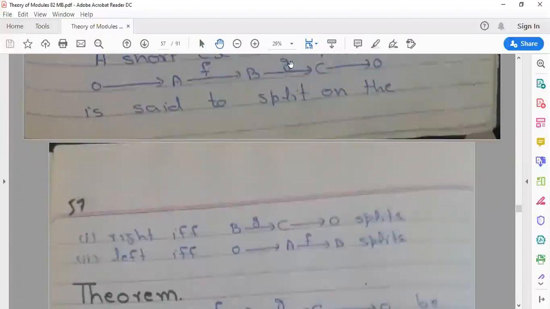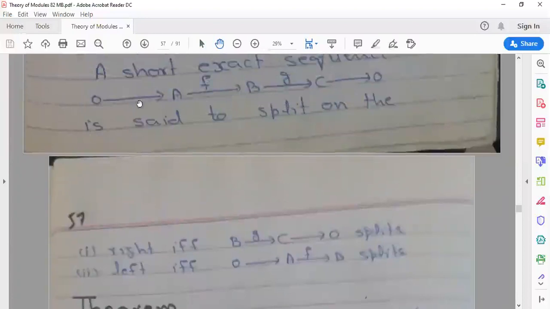So this definition states that a short exact sequence 0 to A, A to B, B to C, and C to 0, contains two functions F and G. F is defined from A to B and G is defined from B to C. This sequence is said to be split on the right if and only if we consider the part from B upward, and it will be left split if we consider the part before B, like 0 A B. So this is the definition of right split and left split.